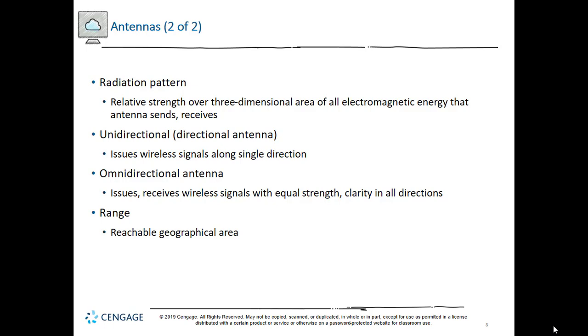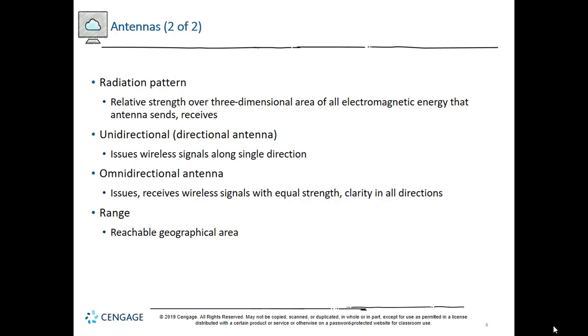We're going to have unidirectional, where we issue wireless signals along a single direction. This type is used when the source needs to communicate with one destination, as in a point-to-point link, or in a specific area. Omnidirectional issues and receives wireless signals with equal strength and clarity in all directions. This type is used when many different receivers must be able to pick up the signal from many different directions.